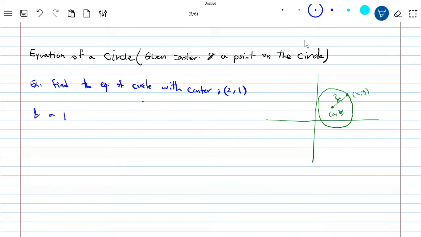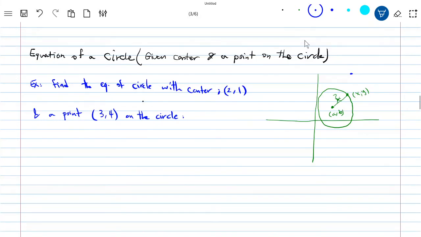let's say the point is 3 and 4. You can make up your own point, it doesn't matter, as long as it's on the circle. If the point is not on the circle, it's useless to us. If I give you this point and say it's not on the circle, it doesn't give you any information. So the point given and the center will give you the distance between those two, which is the radius.